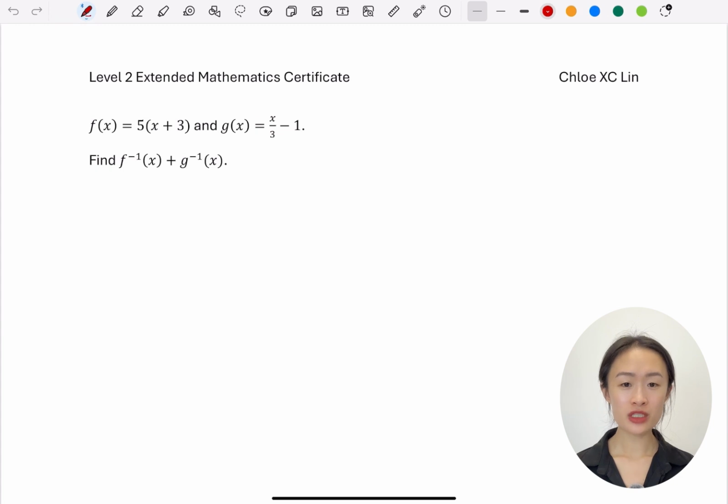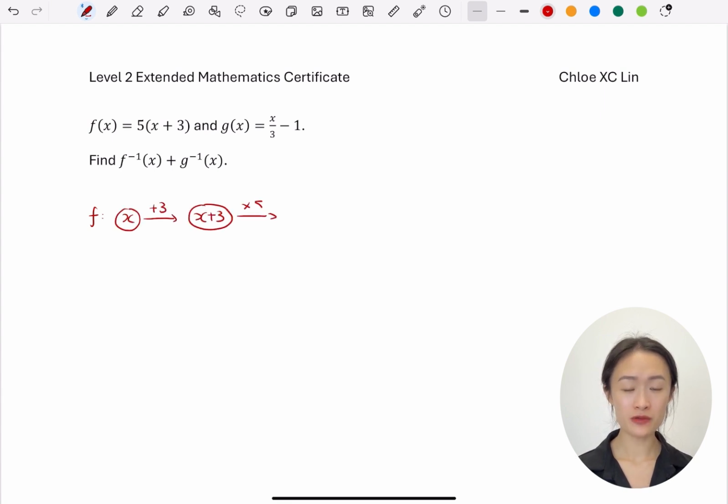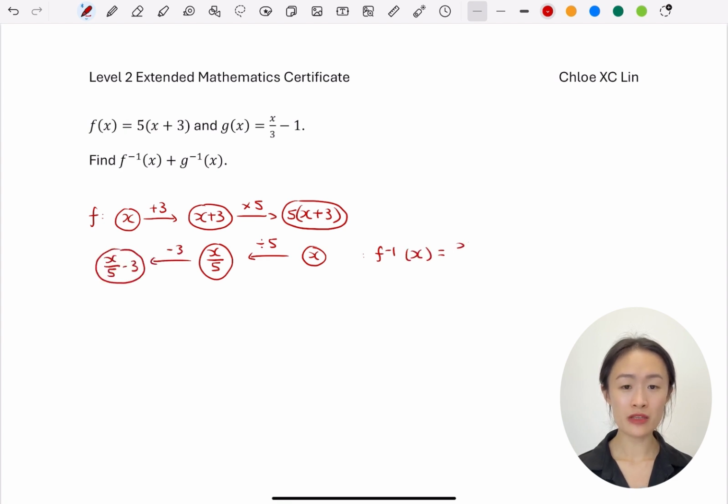We are given functions f and g, and what we need to find is the sum of the inverse of f and the inverse of g. So what we need to do is to find the inverse of f first. Now f takes x, adding 3, that gives us x plus 3, and multiply by 5. The inverse takes x, divided by 5 gives us x over 5, and take away 3. So this is the inverse of f.